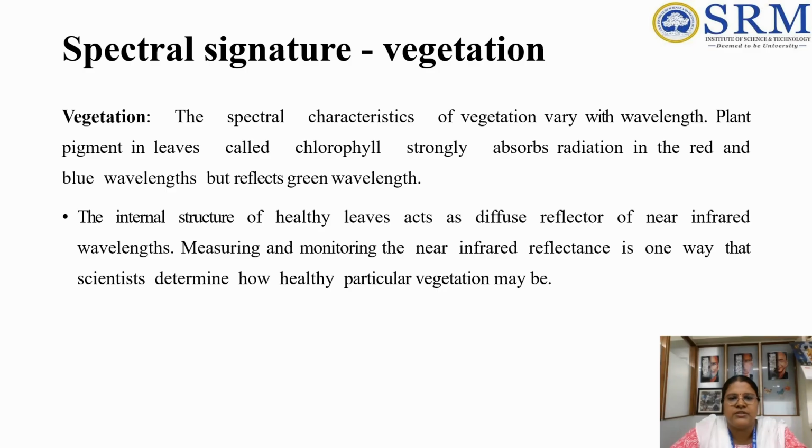For vegetation, the spectral characteristics will vary with the wavelength. The plant pigment in leaves called chlorophyll strongly absorbs the radiation in the red region and the blue region of the electromagnetic spectrum, but reflects the green region. The internal structure of healthy leaves acts as a diffuse reflector of near-infrared wavelength. This is the reason the vegetation will be seen as red color in the satellite image.